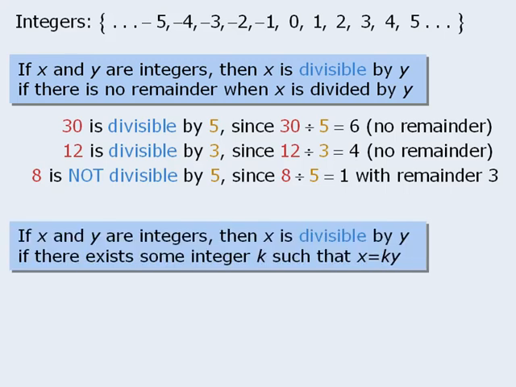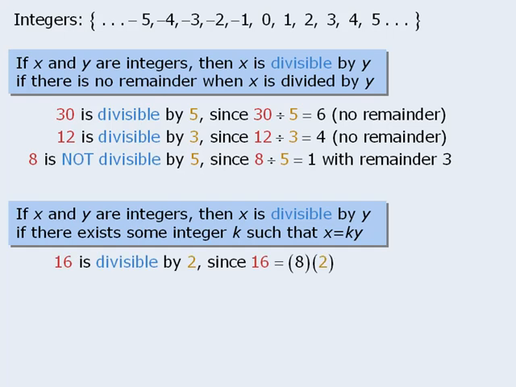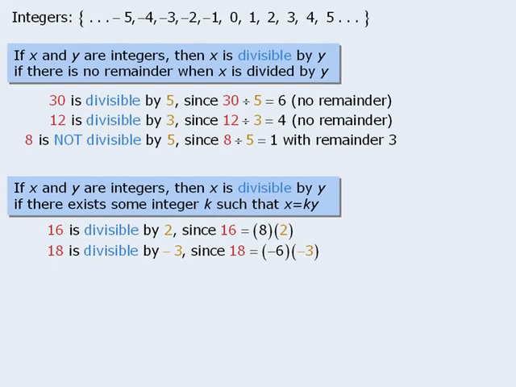Now, another way to define divisibility is to say that if x and y are integers, then x is divisible by y if there exists some integer k such that x is equal to k times y. For example, 16 is divisible by 8, since 16 can be expressed as 8 times 2, where 2 is an integer. Similarly, 18 is divisible by negative 3, since 18 can be expressed as negative 6 times negative 3, where negative 6 is an integer.